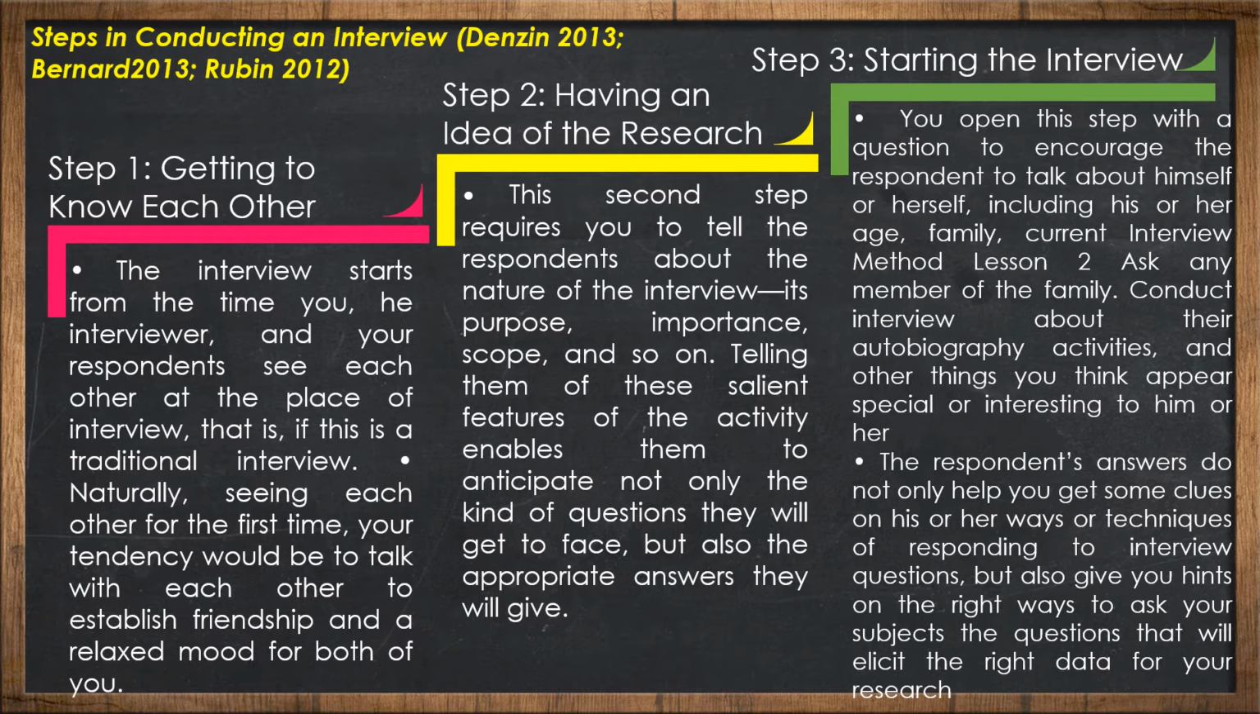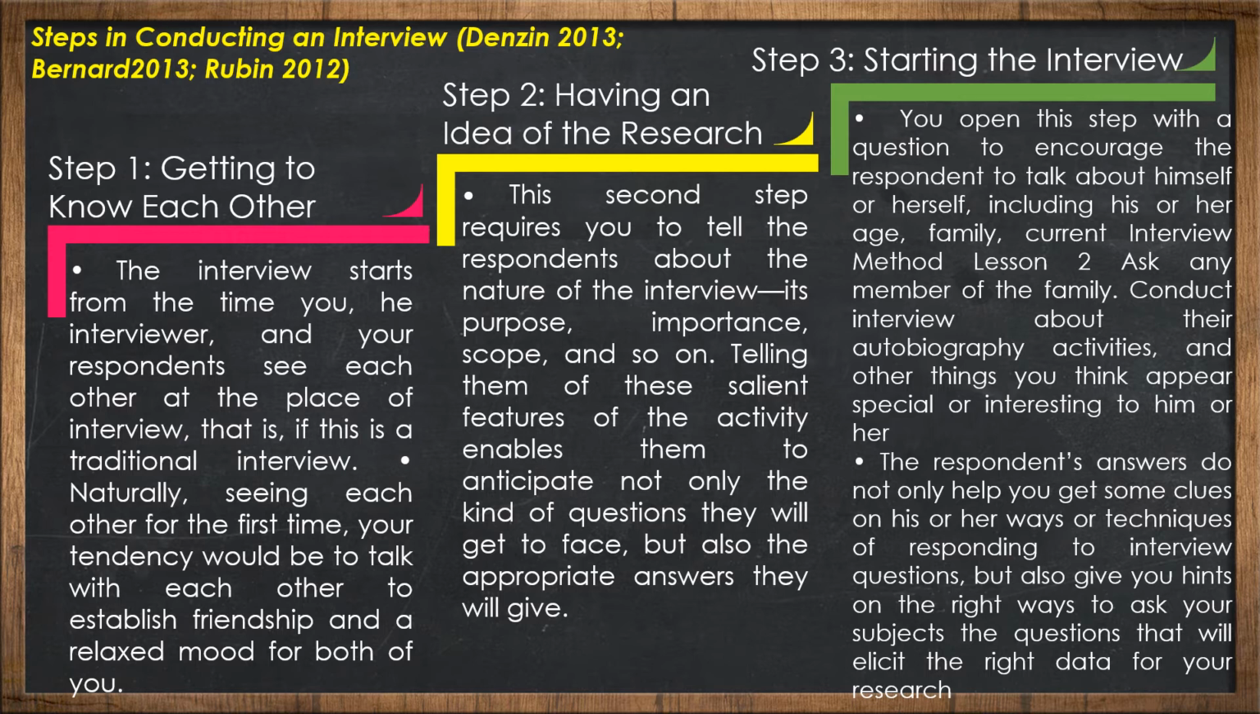Number 2, having an idea of the research. The second step requires you to tell the respondents or the participants of the study about the nature of the interview. What will be the purpose of your research? Why is it important? What is the scope? And so on. Telling them of these salient features of the activity enables them to anticipate not only the kind of questions they will face, but also the appropriate answers they will give.